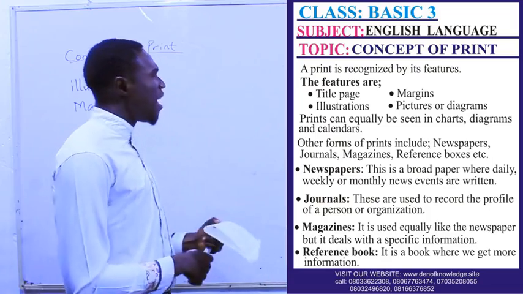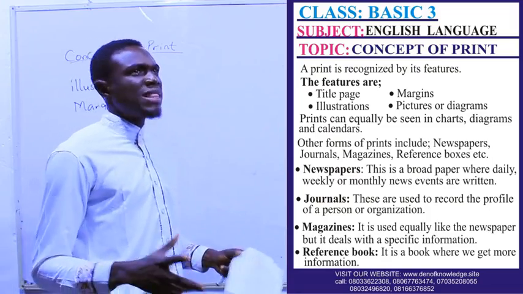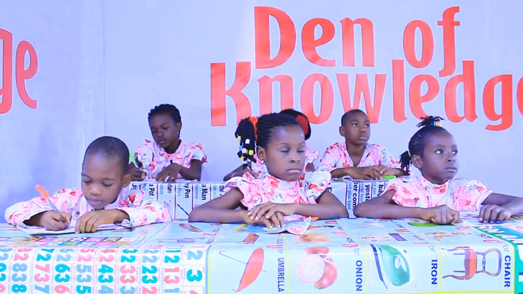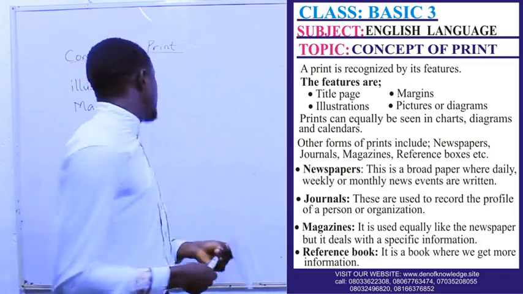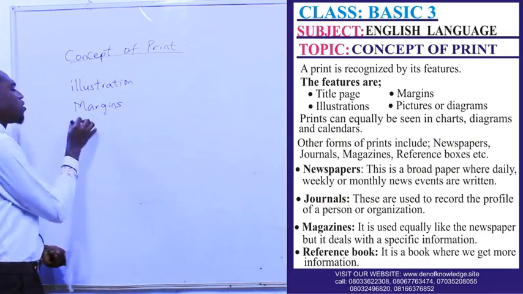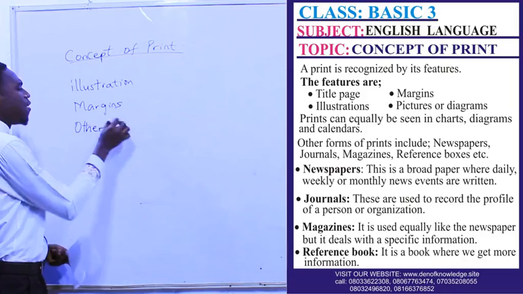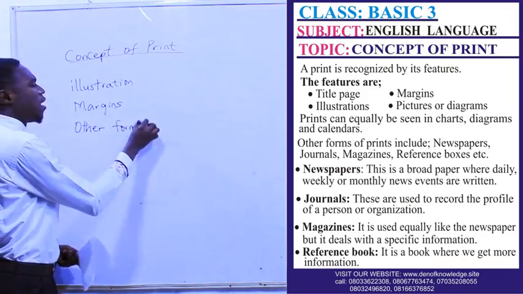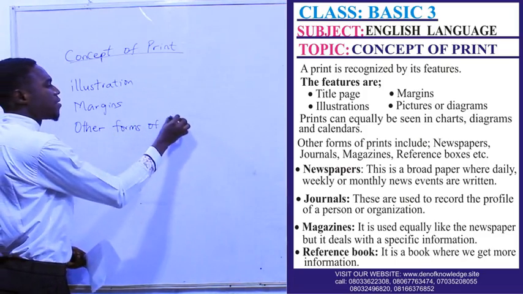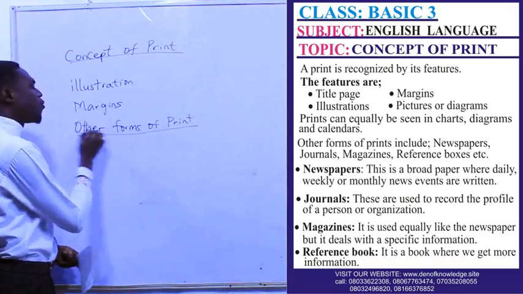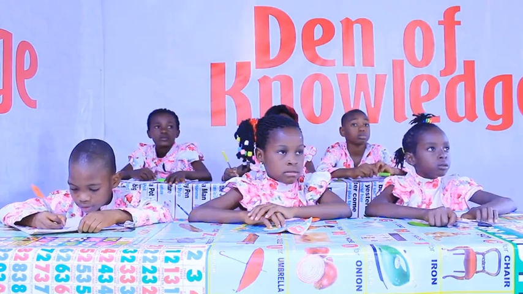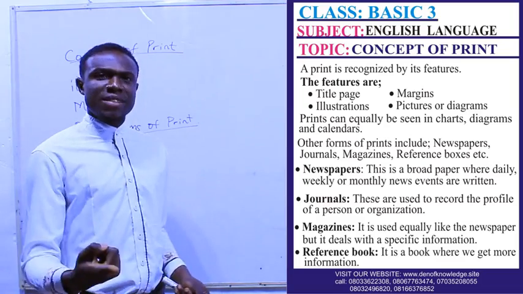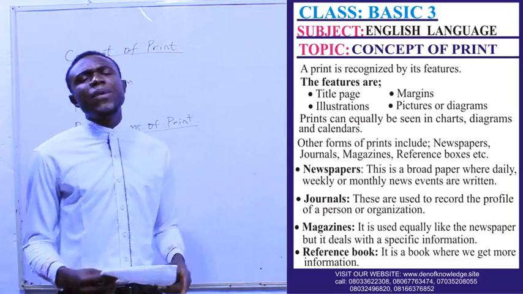Now, a book must have pictures and text, just like I told you before. Now let's look at other forms of print. We are going to look at other forms of print.